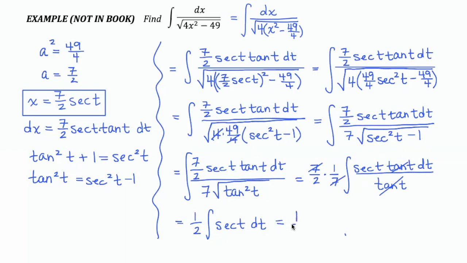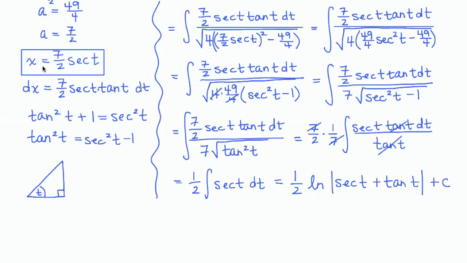This is the same as 1/2 the natural log of the absolute value of secant of t plus tangent of t, plus c. So I was able to integrate without having to do anything particularly fancy. The last thing, of course, is again, I need to make sure I have substitutions for each of these here. So I need to go to my right triangle, put in t. Now my x value here is 7 over 2 secant t.